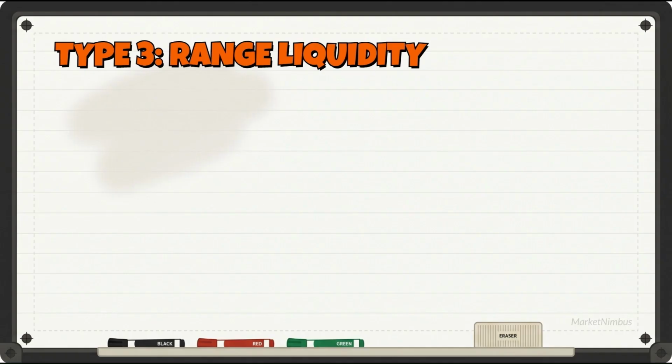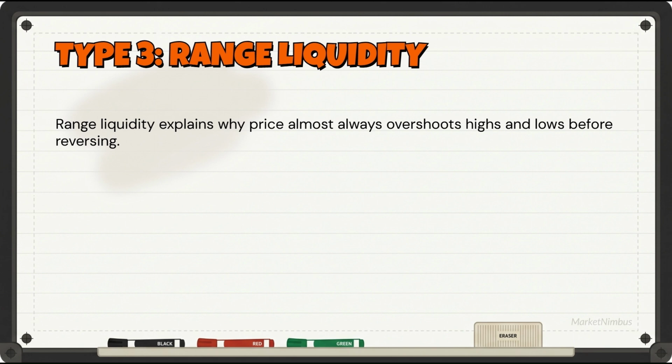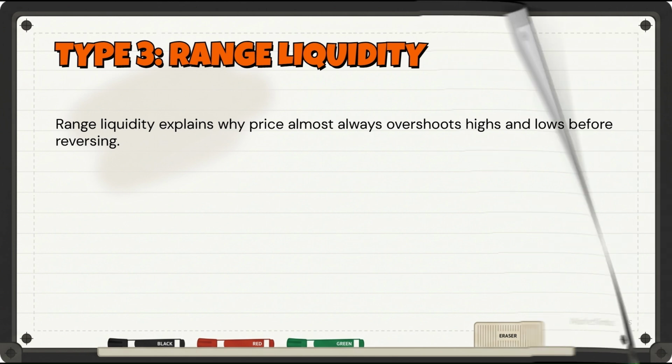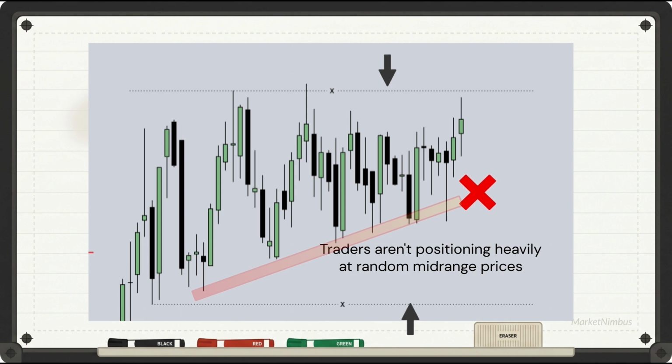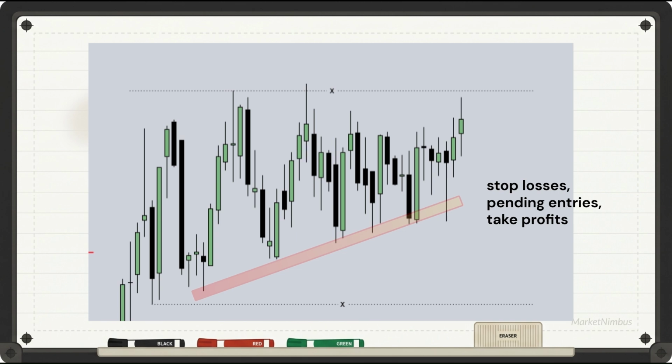Type 3. Range liquidity. Range liquidity explains something you've probably noticed but never fully understood: why price almost always overshoots highs and lows before reversing. Inside a range, in the middle ground, there aren't many orders. Traders aren't positioning heavily at random mid-range prices. The orders, stop losses, pending entries, take profits, are all queued at the boundaries.